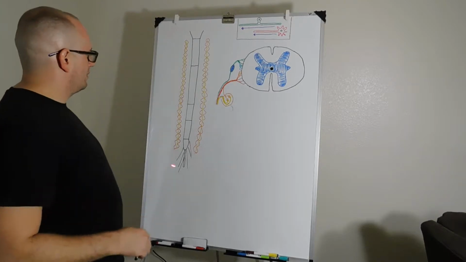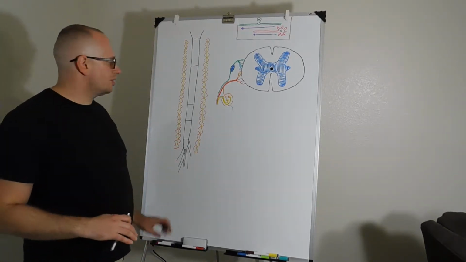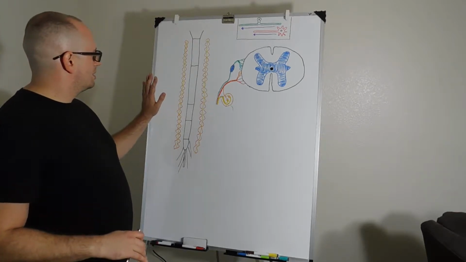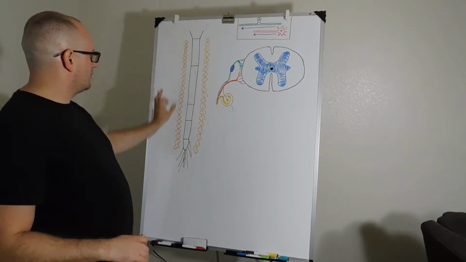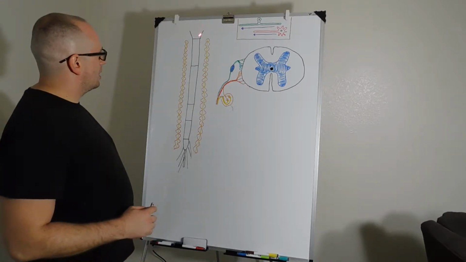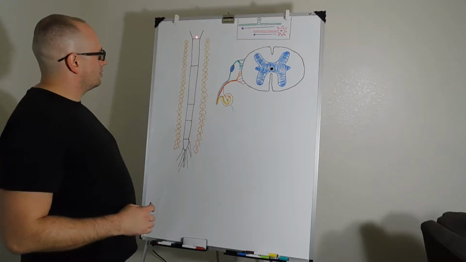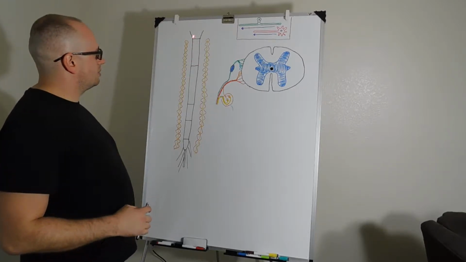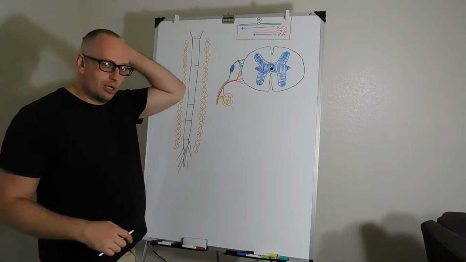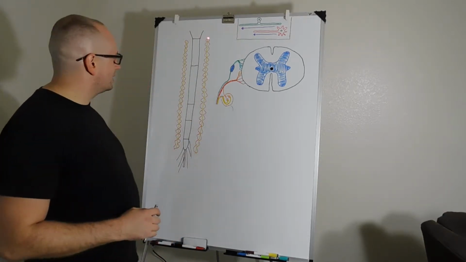So on the left here, we see a longitudinal image of the spine and of the paravertebral ganglia. So this is the medulla oblongata here, and this is the cervical section of the spine, which is the upper part. The medulla oblongata is on the lower part of the brain. It's part of the brainstem.